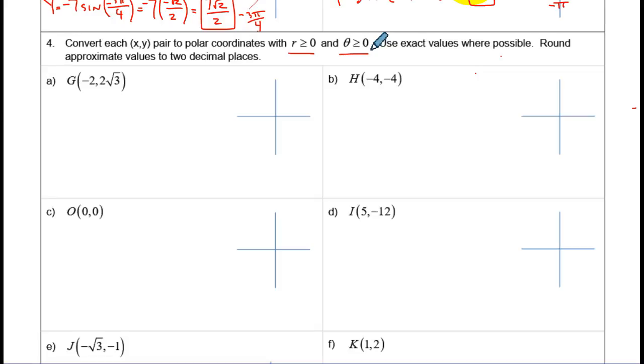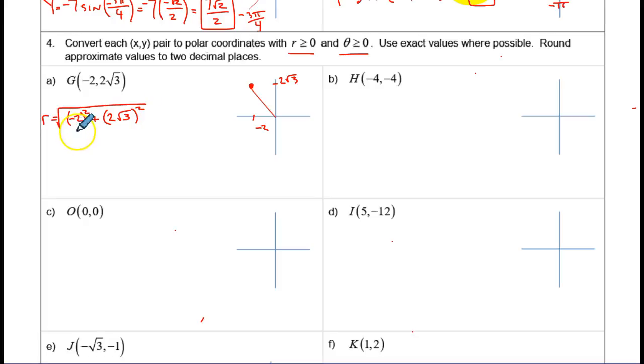So if I have an x coordinate of negative 2, and then a y coordinate of 2 root 3, I'm somewhere up to about here, and I'm going to look like that. Now, the r value is simply the square root of x squared plus y squared, so let's do that first. If r equals negative 2 squared plus 2 root 3 squared, and then I have to take the square root of that. I hope that you can almost work through that one in your head.